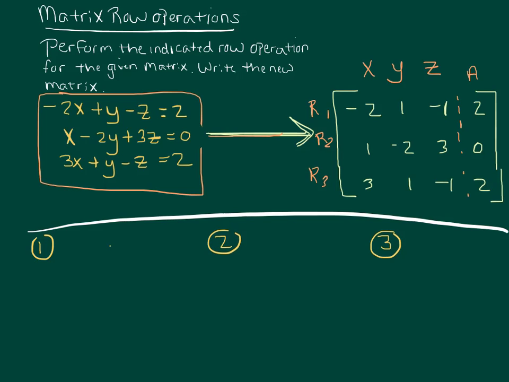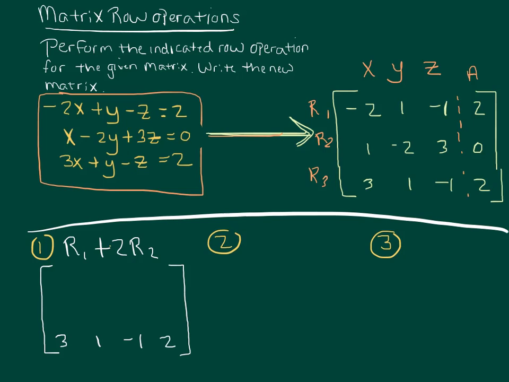So let's start with this example. Let's do row 1 plus 2 row 2. So what does that look like? Well, what it means is to add row 1 to 2 times row 2. Now, first thing you should notice is that row 3 is not involved in this at all, so I'm just going to copy row 3 down as it is. There's row 3.